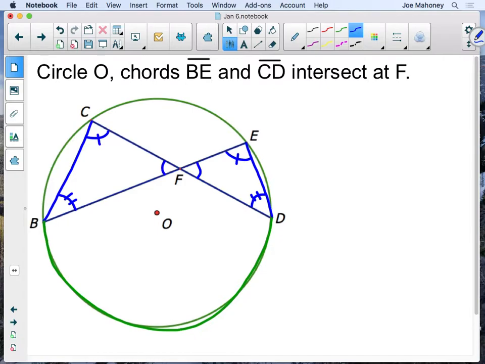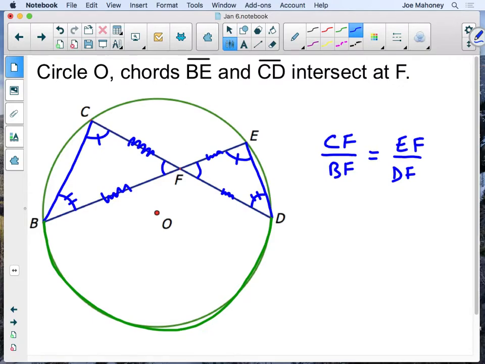So if I was to write my proportion, it would be this side here, CF, compared to side BF, they match up with the other sides, the side EF and the side DF. And I know I got a lot of C's, D's, E's, and F's here, so we're going to kind of clean it up in a minute.